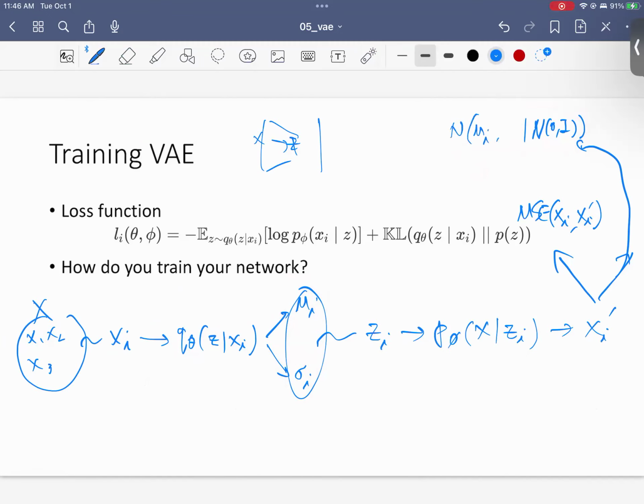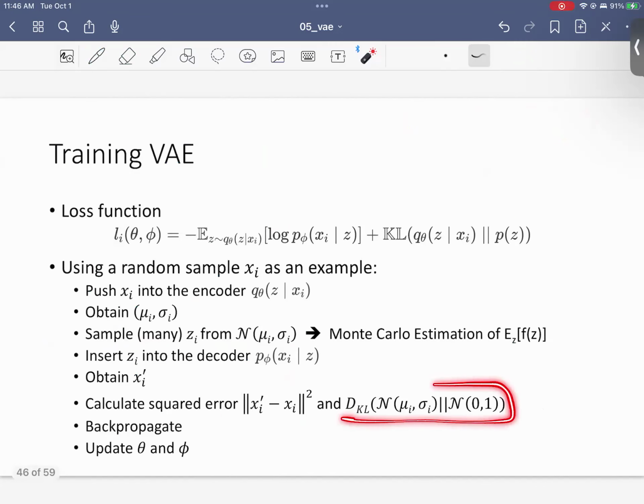Mu I, sigma I. So this will be your DKL, and this is exactly the same thing as Q theta output, right? So right here. And this pertains to the characteristic of the KL divergence between two Gaussian distributions. KL divergence between two Gaussian distributions is analytically solvable. Analytically, you can write out the formulation.